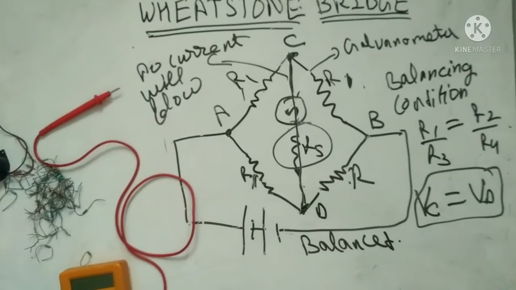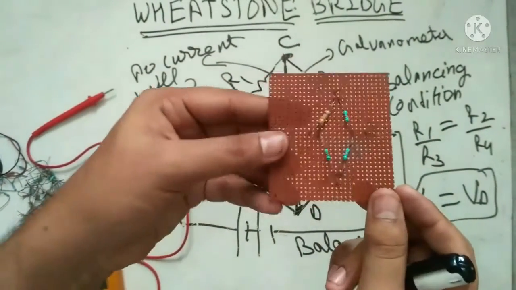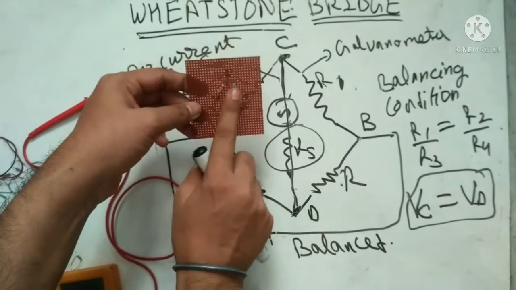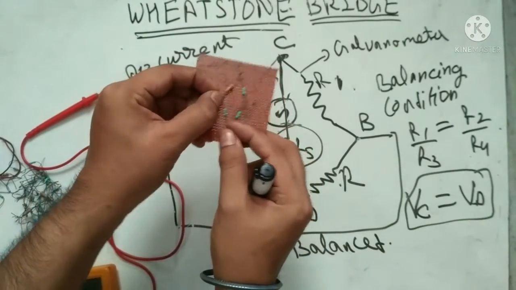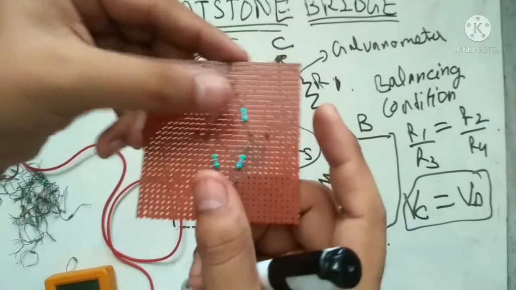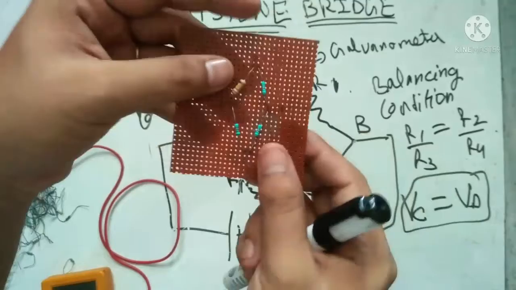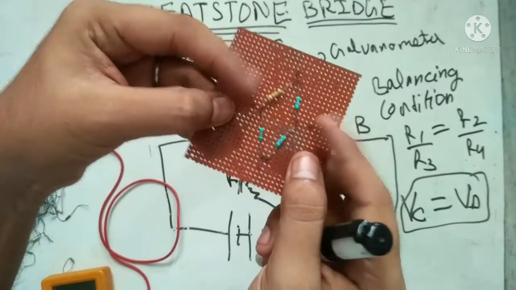And for that experiment, I have built a simple circuit like this. There are four resistances, and these are the ends where we can connect the battery. At these two ends we can connect the battery, and at these two ends we can connect the voltmeter or galvanometer to check the potential difference. So let's first start by connecting the battery at these points.